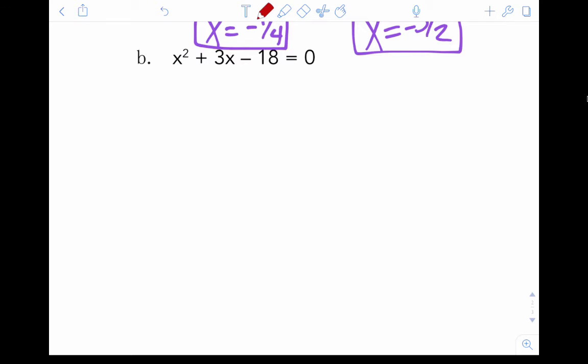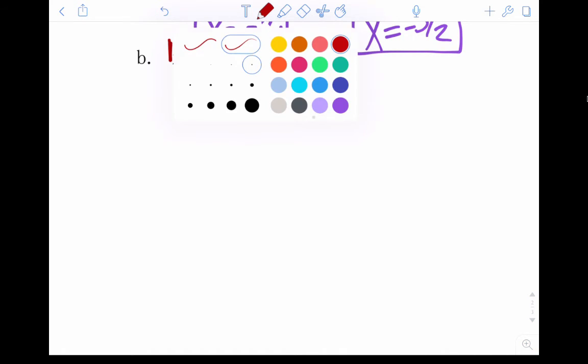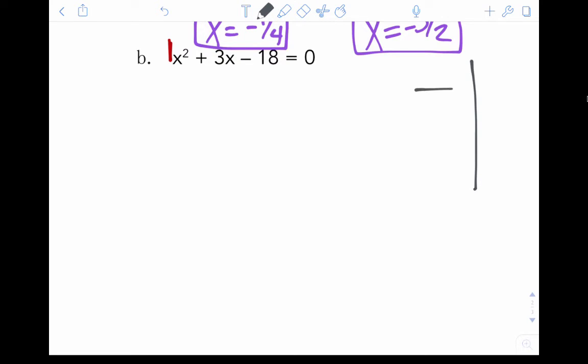My quadratic is already in standard form, and it's already equal to 0. So I can go ahead and see that my A is 1, my B is 3, and my C is negative 18. So my AC is actually just negative 18. So when I make my t-table, my two numbers need to multiply to negative 18 and add to positive 3.